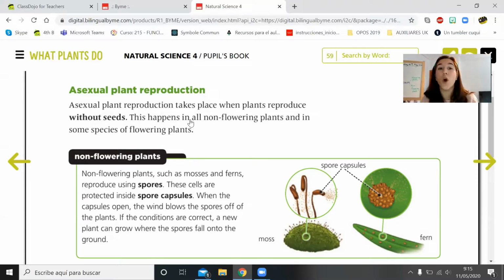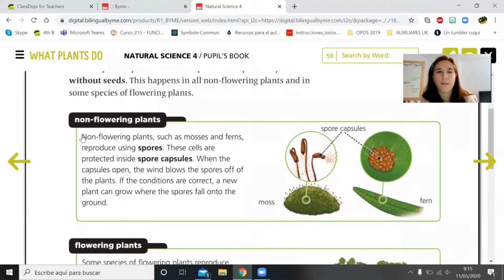This happens in all non-flowering plants, that is, in all the plants that don't have flowers, and in some species of flowering plants. Let's see non-flowering plants, such as mosses and ferns. Mosses are musgos and ferns are helechos, okay? Investigate those plants in Google if you want to understand which plants they are, but I think you know what a musgo is. So, mosses and ferns are non-flowering plants.